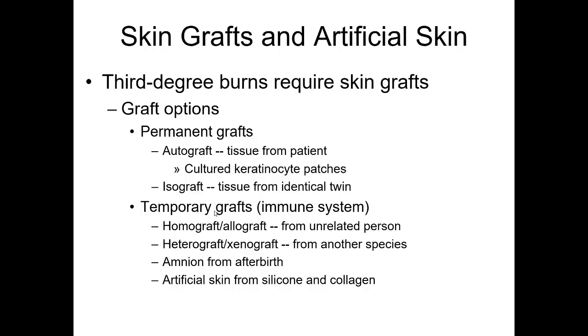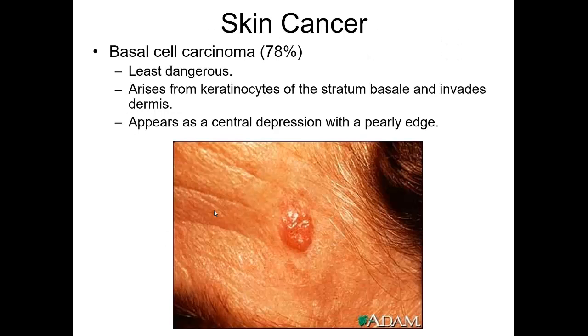Basal cell carcinoma is characterized by a small strawberry-looking protrusion on the skin, and it arises from the keratinocytes of the stratum basale, and it can invade into the dermis. So it appears as a pearly white edge and a central depression. So it looks like a bump with a depression in the center, and it is least dangerous. About 78% of the patients make a full recovery if caught early enough. So it is the least dangerous of the different types of skin cancer.